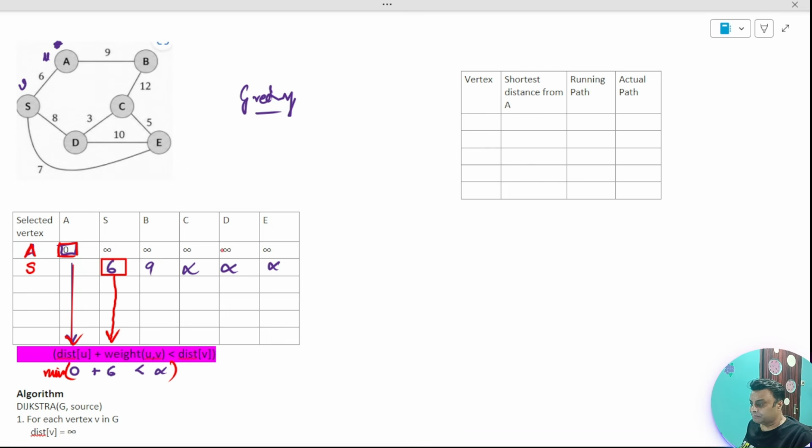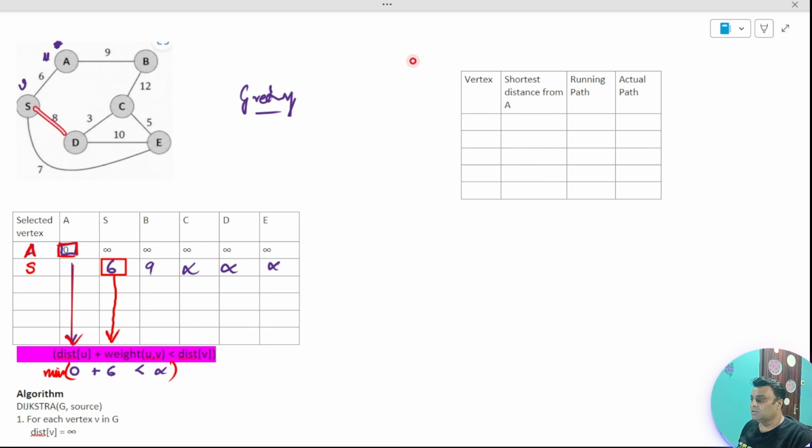Now, since I have selected S, from S, where all can I go? I can only select these. I will not go back to A and S, because these are already blocked. That's why I put this arrow. I will not go back. Right? So I can only go from S to B, C, D, E.